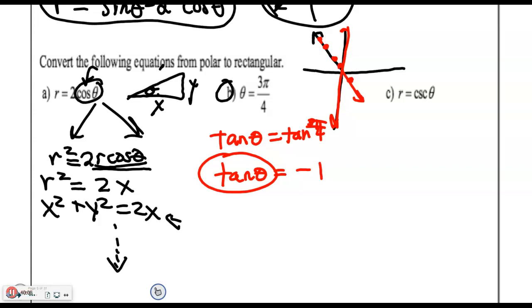Tangent would be y over x. So y over x equals -1. That's the line y equals -x. Does it look like it is?